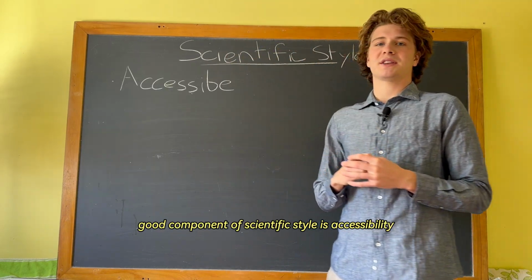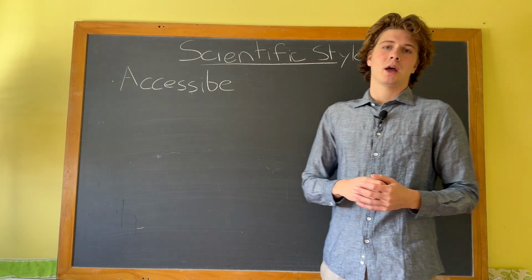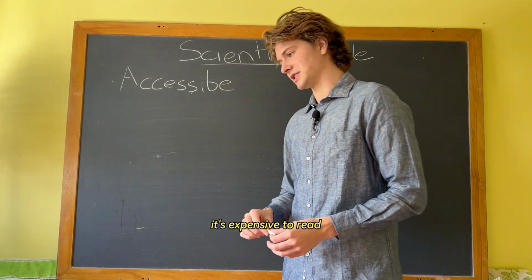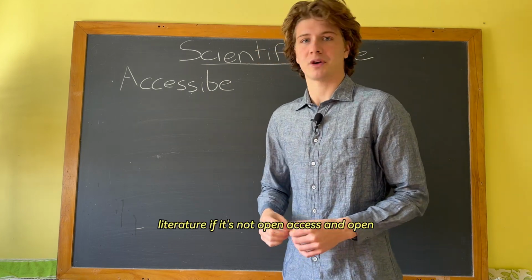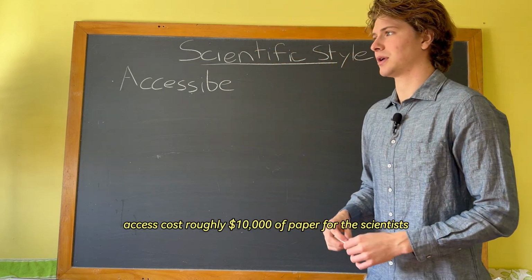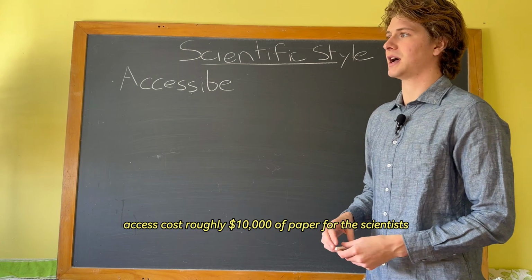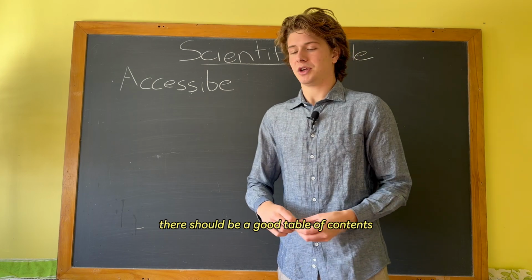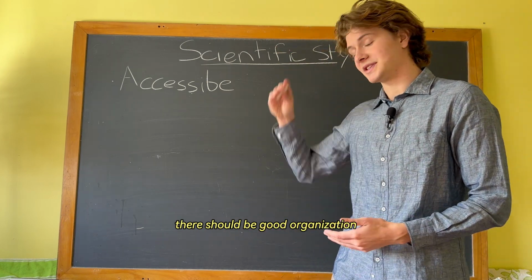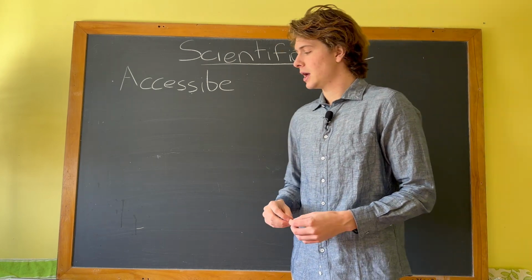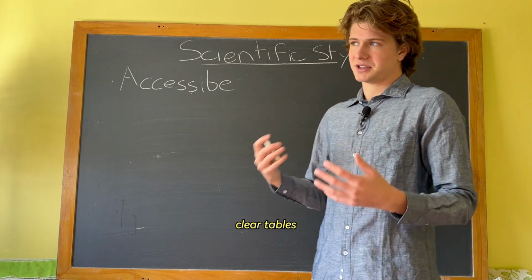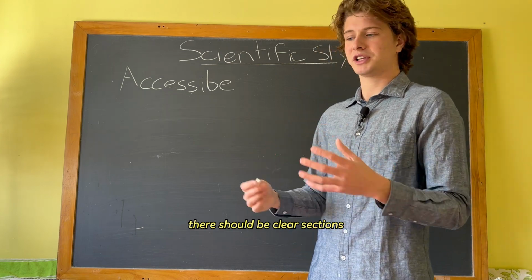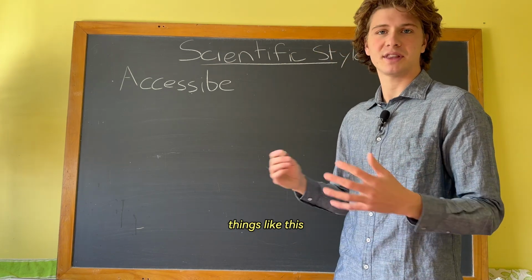Okay, a good component of scientific style is accessibility. Papers should be accessible to people. Obviously, journals gatekeep a little bit. It's expensive to read literature if it's not open access, and open access costs roughly $10,000 a paper for the scientists. Now, it should be accessible to the reader. There should be a good table of contents. There should be good organization within the study. There should be good tables, clear figures. There should be an abstract. There should be clear sections, proper headings, things like this.